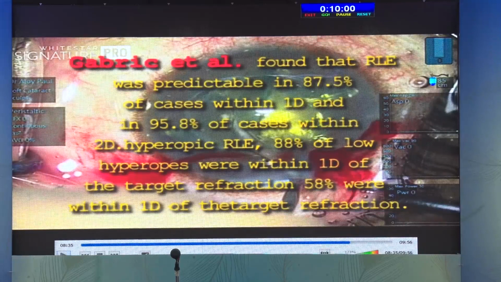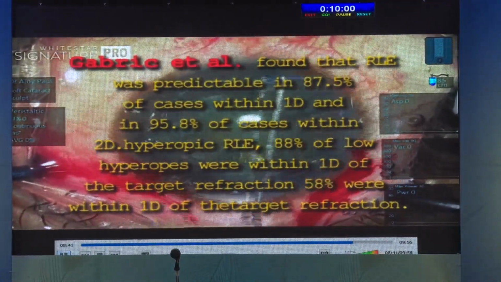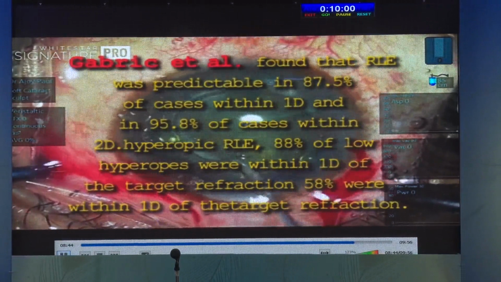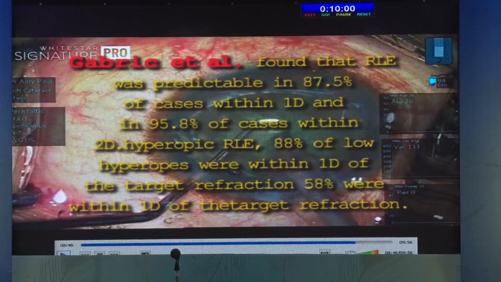In hyperopes, surprisingly, you would find a lesser prediction, 88% in low hyperopes within 1 diopter of the target, and 58% within 1 diopter because the hyperope biometry, I suppose, is not to the mark, and many times hyperopes are not that happy, because if you have a vision with the plus 12 lens that is seeing 6/6, many times with the lens you would, because of the hyperopia, have a magnified image. Once you put in a lens, the size increases, but the patient is used to that.